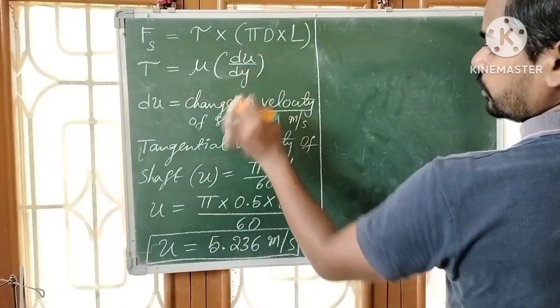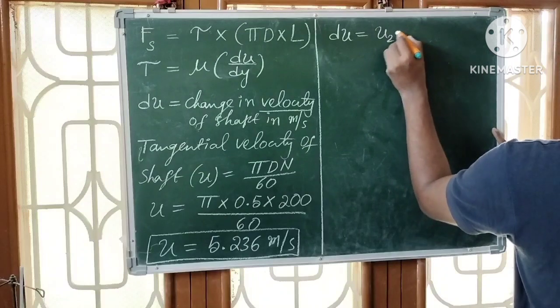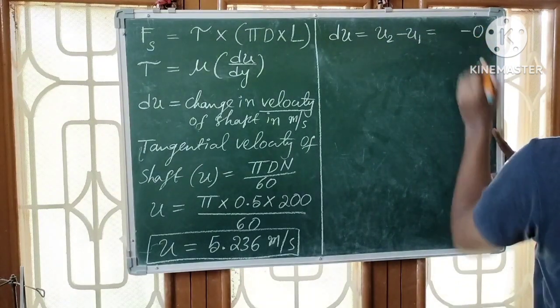Now du is equal to what? Du is equal to change in velocity, meaning final velocity minus initial velocity. The initial velocity of the shaft is 0 meters per second.